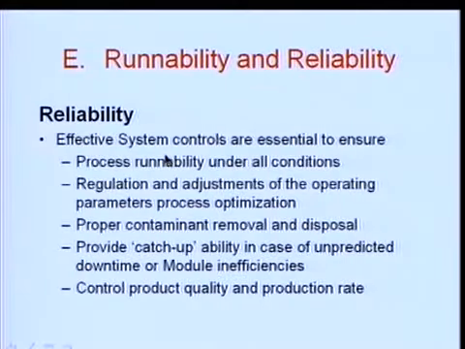Reliability. Now, if the system is not reliable, what is the first thing the mill manager or the production manager does? He says, I can't rely on that system to give me what? Uniform product, quality, and quantity. So why should I run it? I cannot upset my paper machine, which is the prime thing, because that's what makes the money in a paper mill. So reliability, effective system controls are essential to ensure process runnability under all conditions. And again, conditions can be all, like I told you, startup conditions, shutdown conditions, quality conditions.